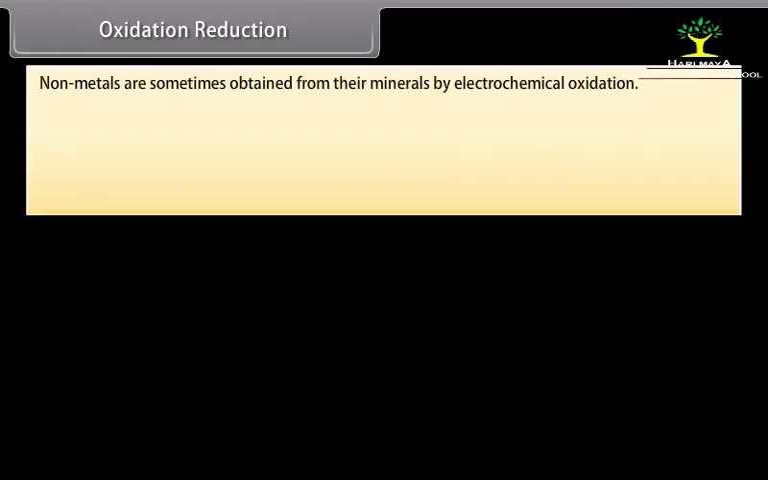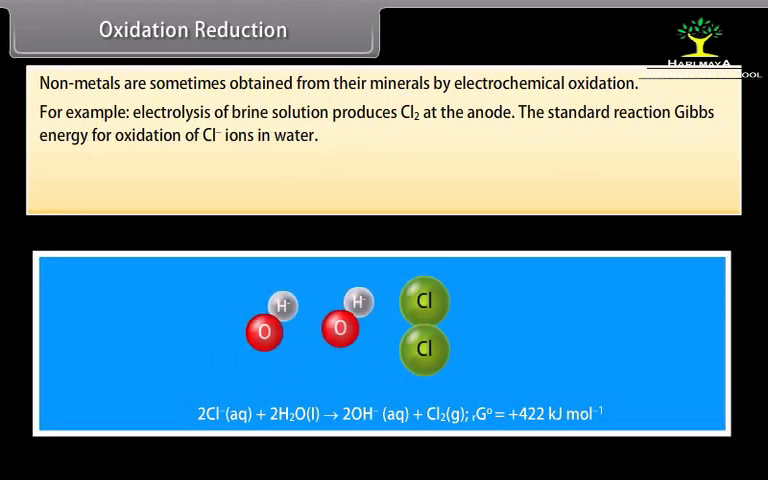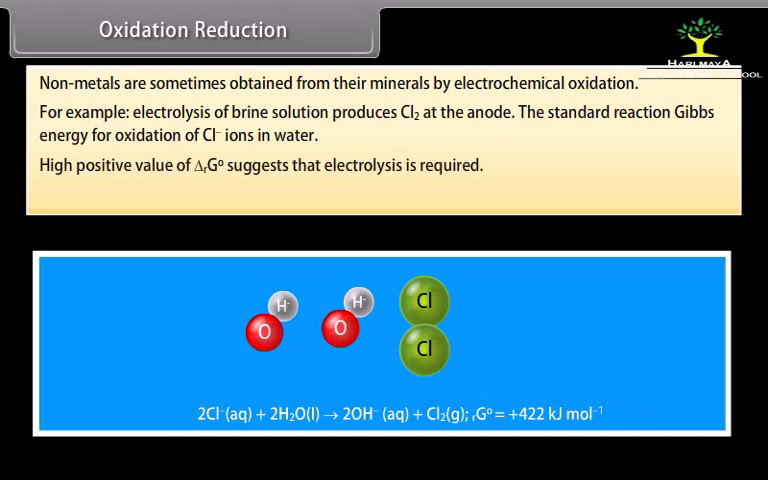Oxidation reduction. Non-metals are sometimes obtained from their minerals by electrochemical oxidation. For example, electrolysis of brine solution produces Cl2 at the anode. The standard reaction gives energy for oxidation of Cl⁻ ions in water. A high positive value suggests that electrolysis is required.